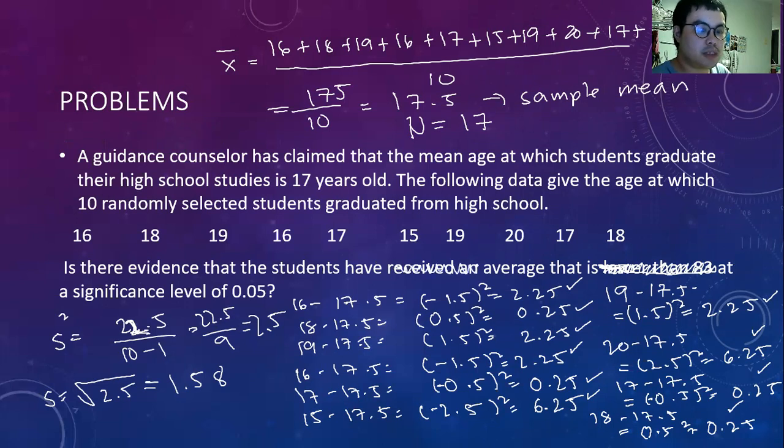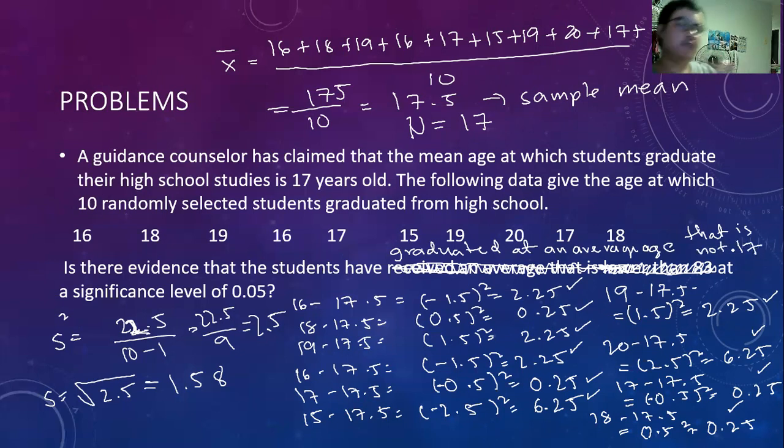So here's my mistake. Let me correct it. Is there evidence that students have graduated at an average age that is not 17? Forgive me for my typographical error. So here is the correct problem.